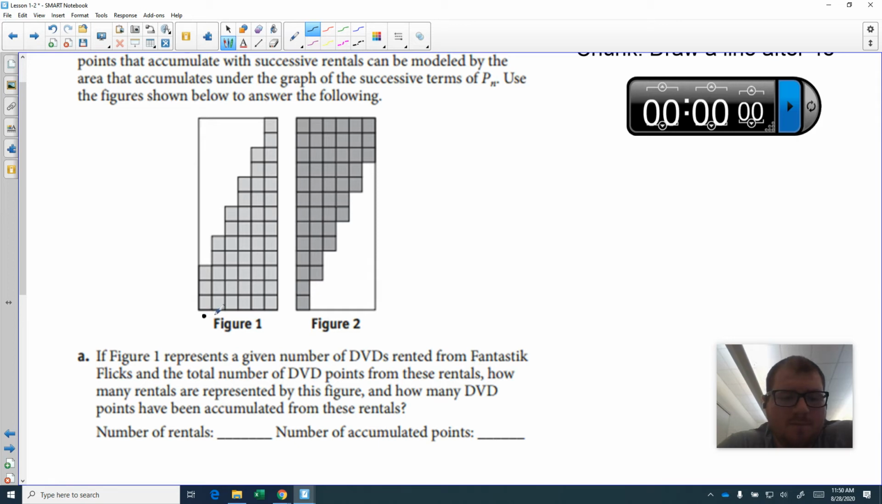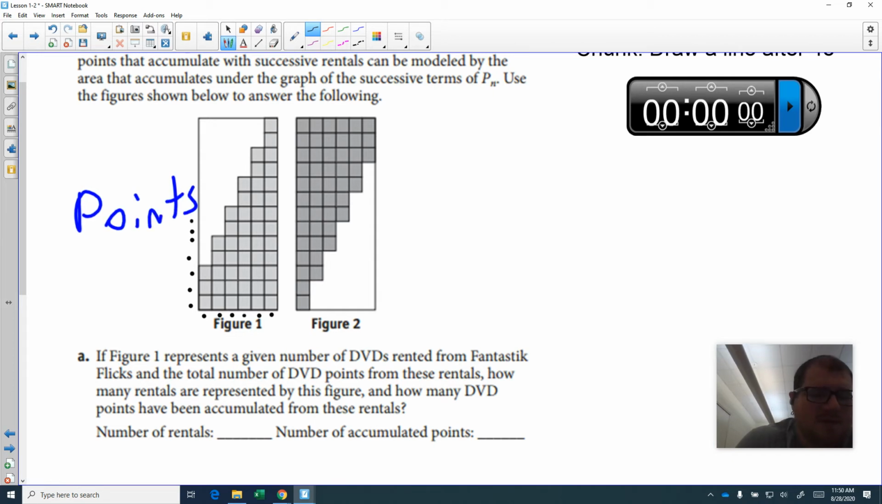So we have 1, 2, 3, 4, 5, 6. Okay, you see how I went over 6 boxes? That means that is our DVD rentals for that week. Okay, if I go up, this is how many points they received at each of those DVD rentals. Okay, so to label this out for us, this is the points, and this is the rentals. So in this case, if I counted below, there were 6 total rentals.